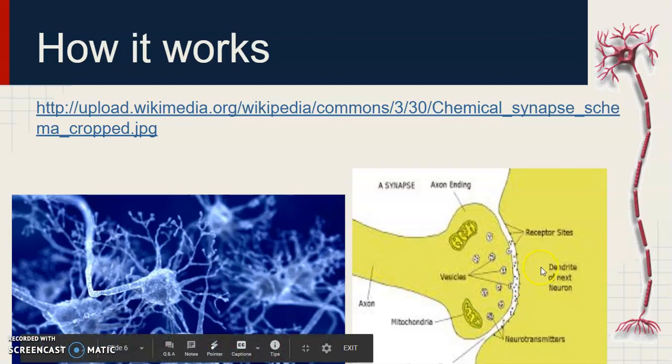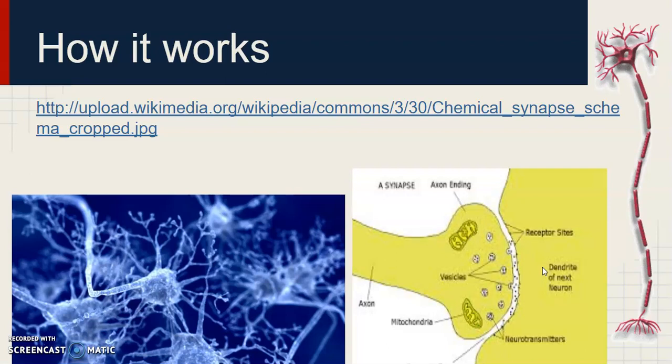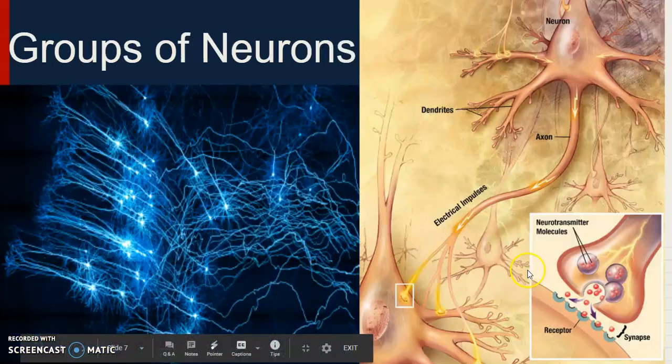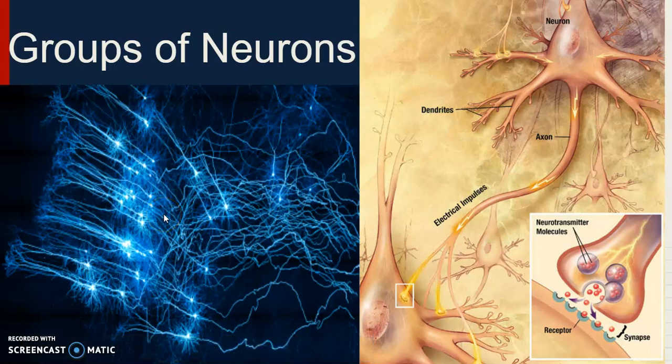The amount of time it takes for you to think, snap your fingers, and you snap them is almost instantaneous. That's how quickly this system works. Groups of neurons, your nerves, are not alone. They work in tandem with other nerves.